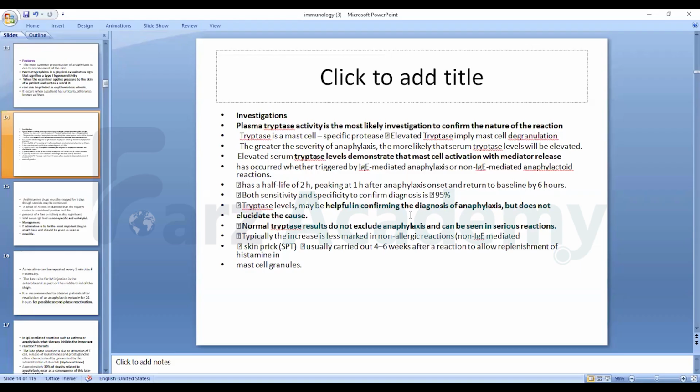And it is helpful in confirming the diagnosis of anaphylaxis but does not elucidate the cause. So normal tryptase results do not exclude anaphylaxis and can be seen in serious reactions sometimes. Typically, the increase is less marked in non-allergic reactions, that is non-IgE mediated. Skin prick test is usually carried out 4 to 6 weeks after a reaction to allow replenishment of histamine in mast cell granules. So we don't do skin prick test immediately. We do it after 4 to 6 weeks.